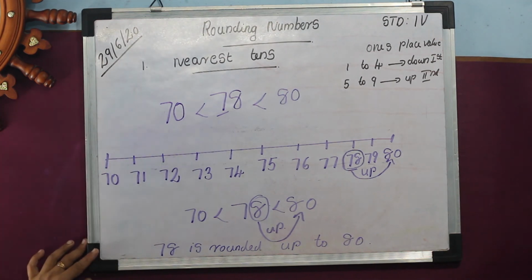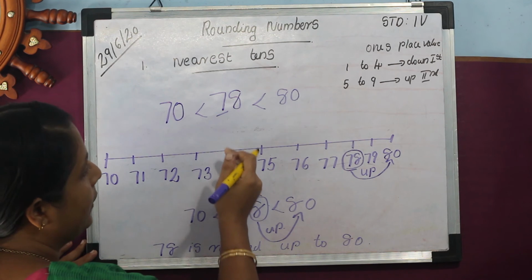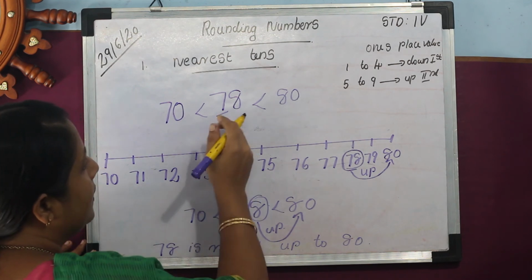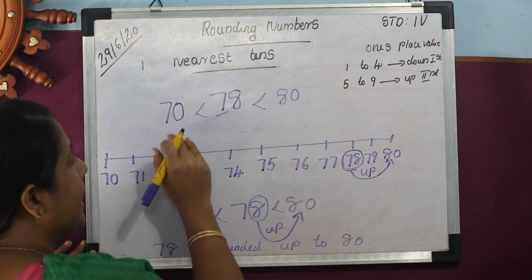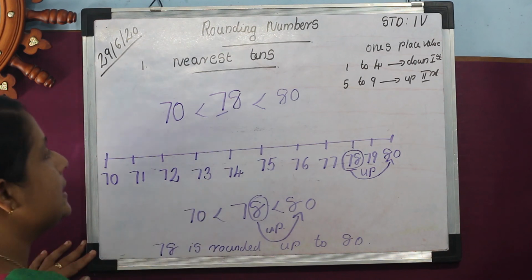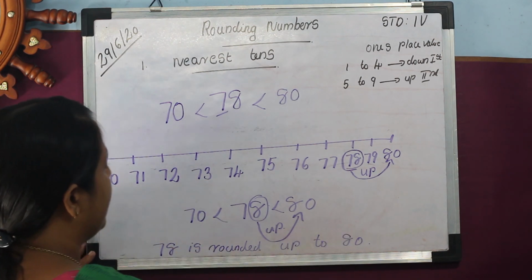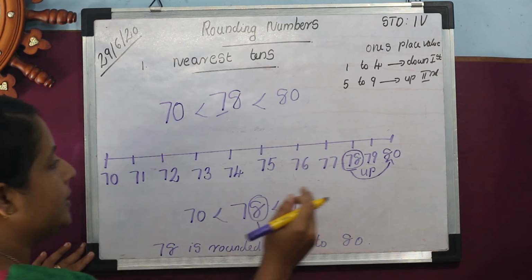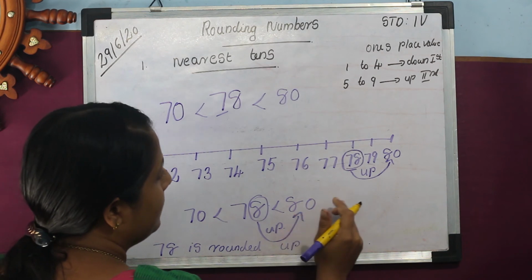Once again consider the number 78. Then 78 lies between the numbers 70 and 80 because we take the tens place value. Here the tens place value is 7. Then write 7 and put 0, because the key is nearest 10. Adding 10 to this number, we get the number 80. Then we draw the number line, with starting number 70 and ending number 80, and mark all these numbers. Here our number is 78.